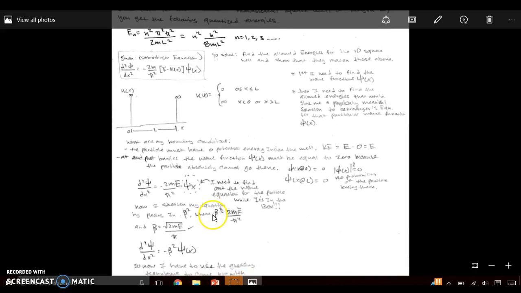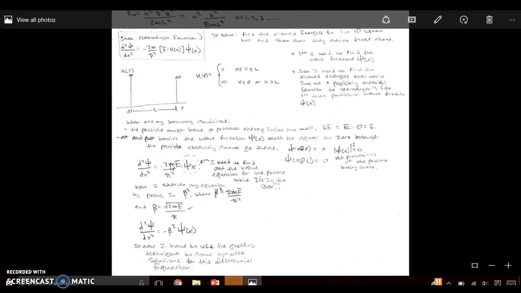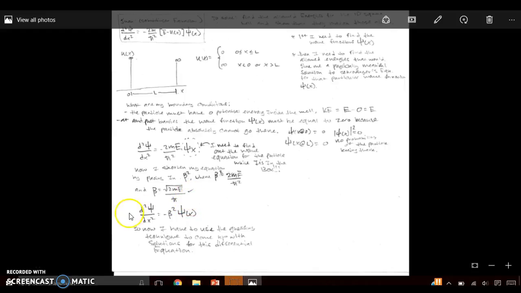So the first step that I need to take, in order to shorten my Schrodinger's equation, is to redefine this 2mE over h bar squared as beta squared, making beta equal to the square root of 2mE over h bar. Therefore, I once again rewrite my Schrodinger's equation with my newly defined variable, and that's what I have here. So basically the second derivative of phi with respect to x is equal to negative beta squared times, once again, my wave equation, which is what I'm trying to find.